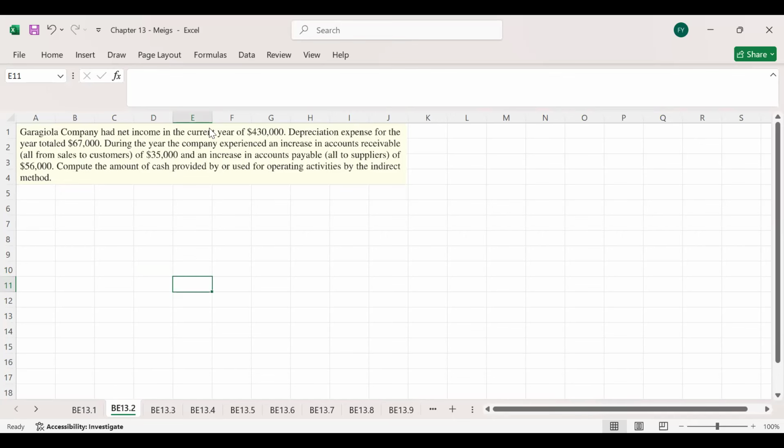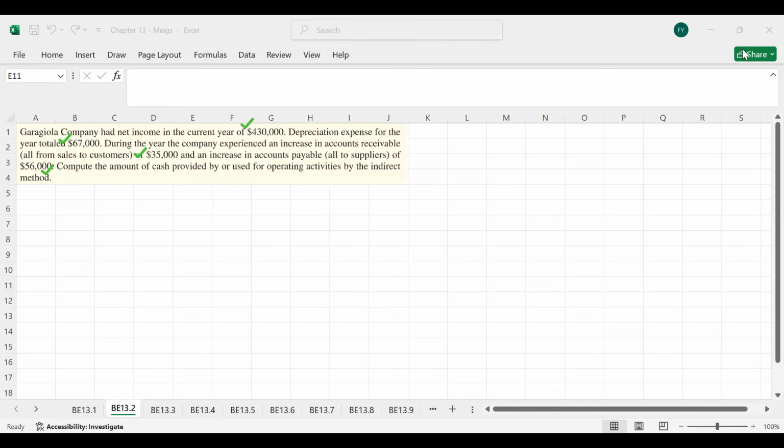The company had net income for the current year. So net income is given: $430,000. Depreciation is a non-cash expenditure, which is also given. During the year, the company experienced an increase in accounts receivable, so the increase in accounts receivable, that is the change in working capital, or the change in asset, is also given, and the increase in accounts payable is also given. Compute the cash provided or used by operating activities under the indirect method.